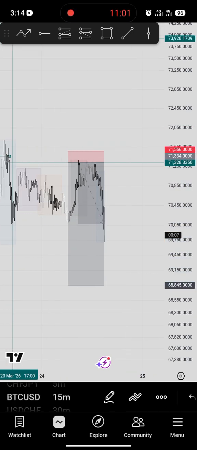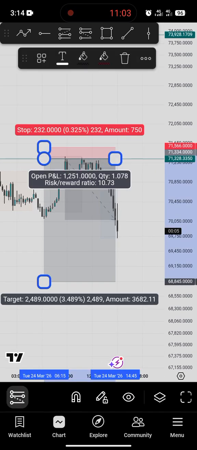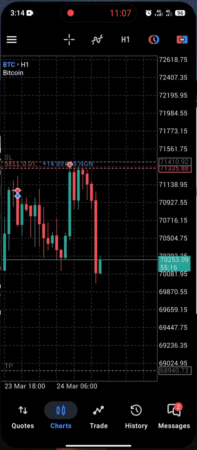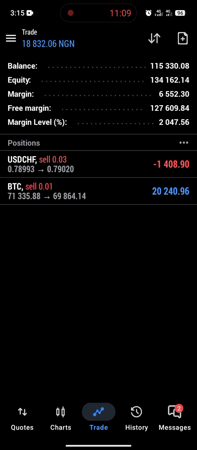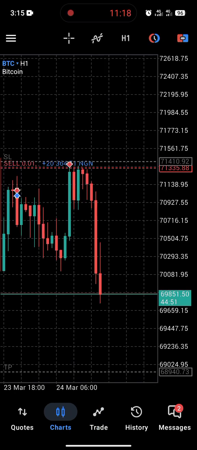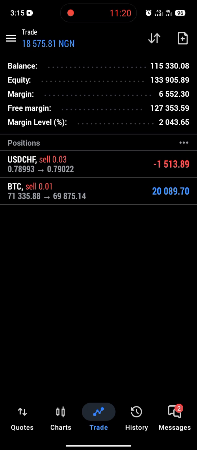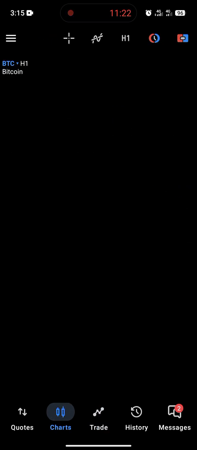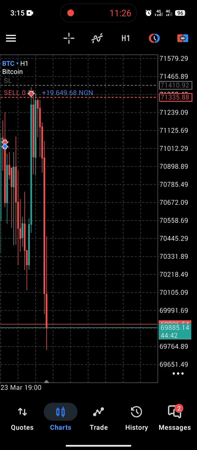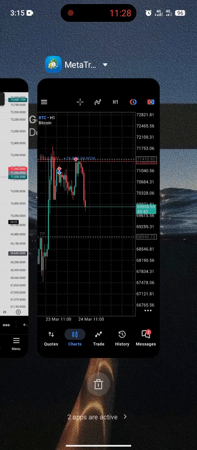So I'm still on this trade. Don't forget, I'm still on this trade. Let me see. I opened another trade, but I don't want to see. I'm running 20k now. This particular one, I'm expecting it to react, but this thing is giving me bad movement. So I'm still on it. See, I'm still on it. This is a live trade. So that's how I took my BTC sell.